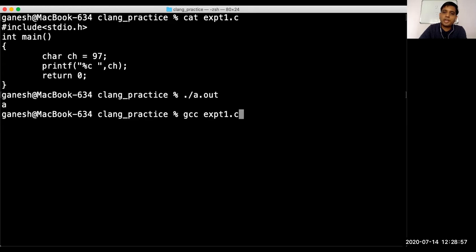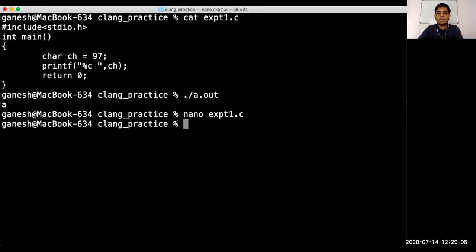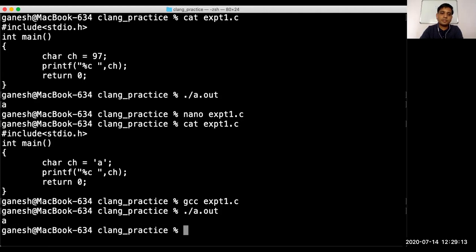Or instead of that, I can do this also. I can use directly small a here. Yes, sir, I can put small a directly. Now if I compile it and run it, the output is small a.